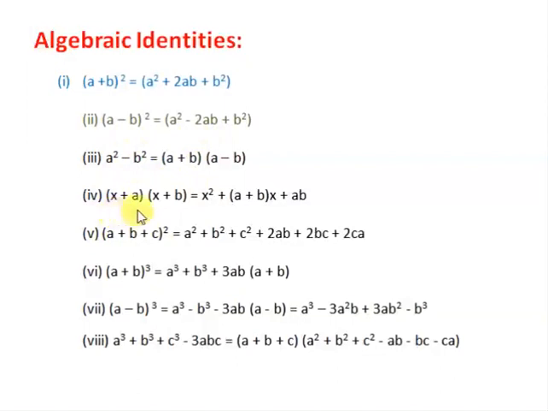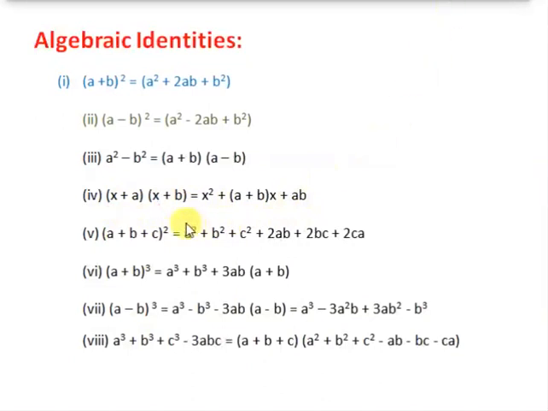The next one is (x plus a) into (x plus b) is equal to x square plus (a plus b)x plus ab. Here we have to keep this in mind: this is x and this is also x. They will always be the same. Then a and b are different. This is the indication that we have to apply this formula, x square plus (a plus b)x plus ab.